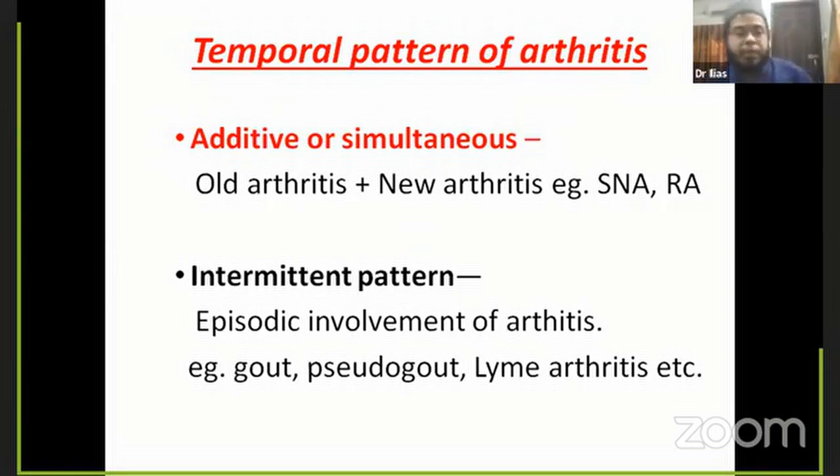And sometimes the patient might have an intermittent pattern of arthritis. And definitely the patient will have episodic involvement of arthritis. And in between two episodic flares of the arthritis, in the intervening period, the patient will remain symptom-free. Okay. And it happens in recurrent gout, recurrent pseudogout, or Lyme arthritis. So in between two flares of gout or pseudogout, the patient will have an intervening period with no signs or symptoms of gout or pseudogout. Okay.